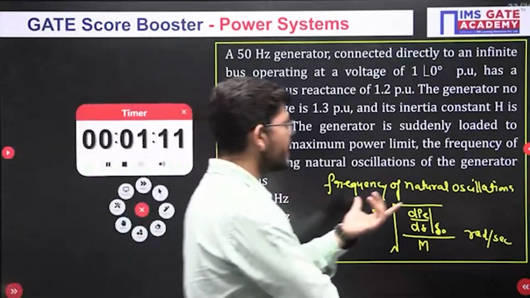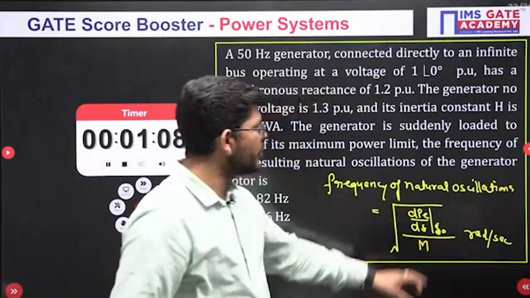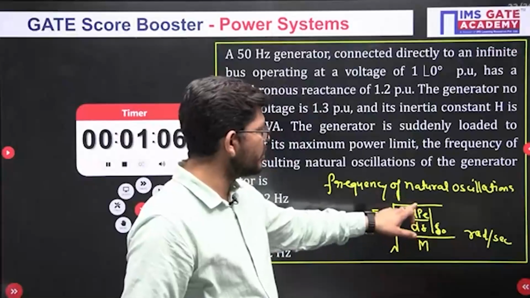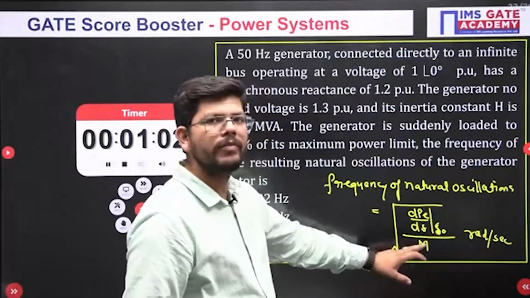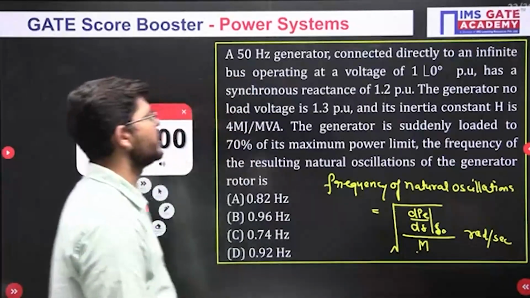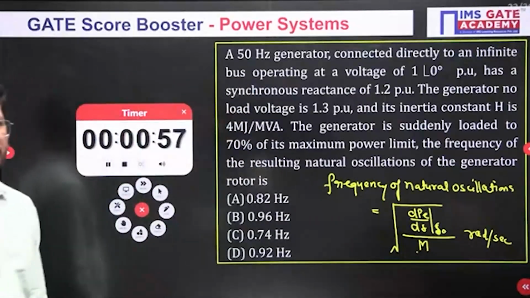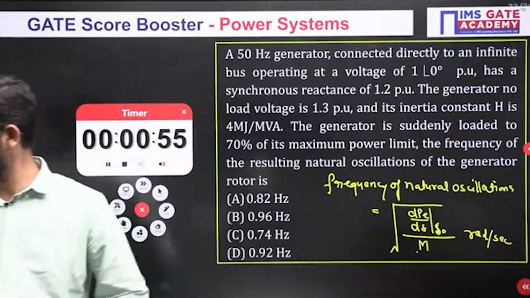This is the formula that you have to use. You require the value of del naught, you require the value of this particular differential at del naught, you require the value of M. Just put and calculate the answer. And the hint is given in the question itself. Okay, what you have to do.